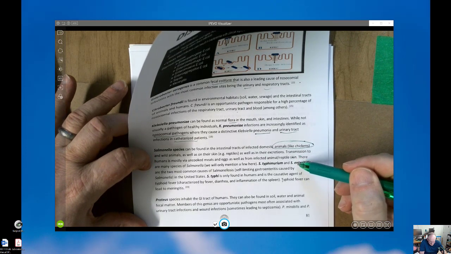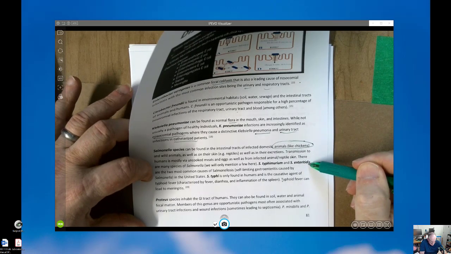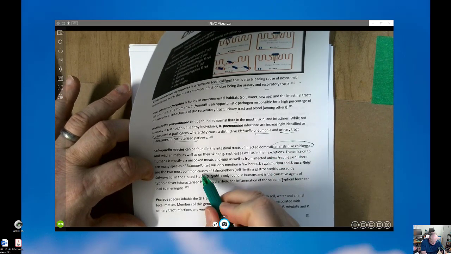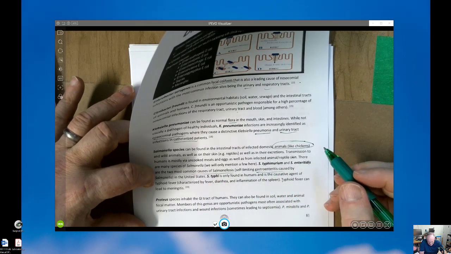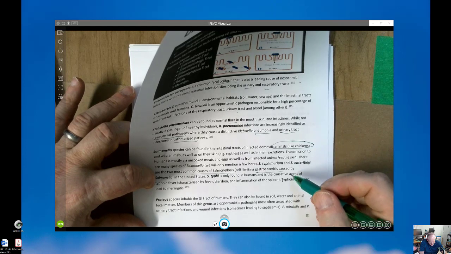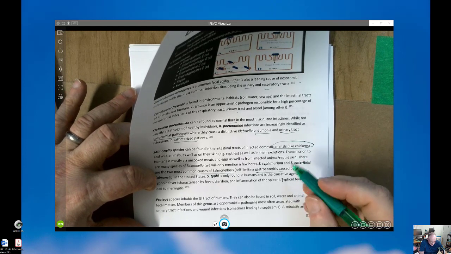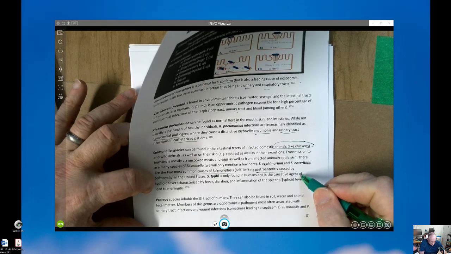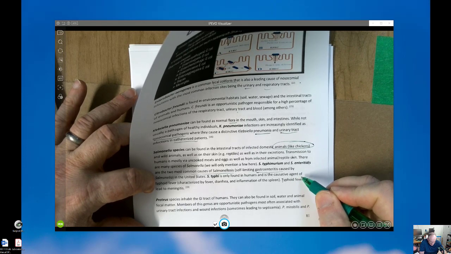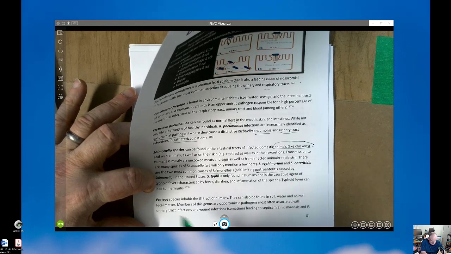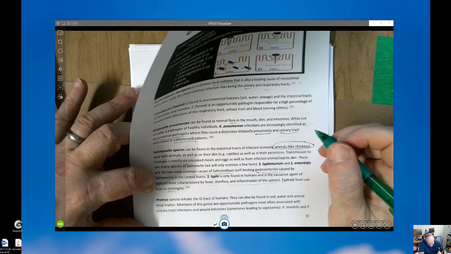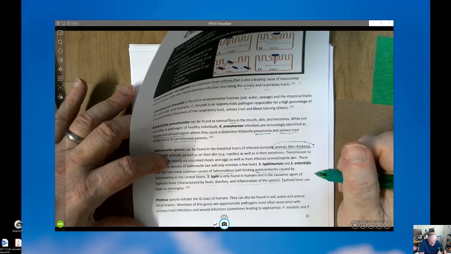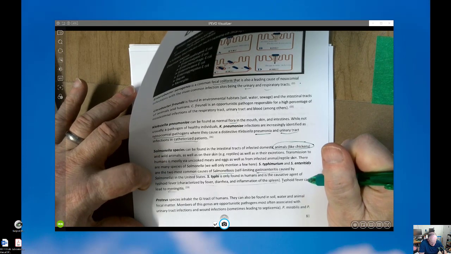Salmonella typhimurium and Salmonella enteritidis are the most common causes of salmonellosis. It's usually gastroenteritis that causes the bloody diarrhea and invasiveness. Typhi is only found in humans and is the causative agent of typhoid fever. It can lead to meningitis, inflammation of the spleen, fever, diarrhea. Salmonella typhi is a pretty serious infection.